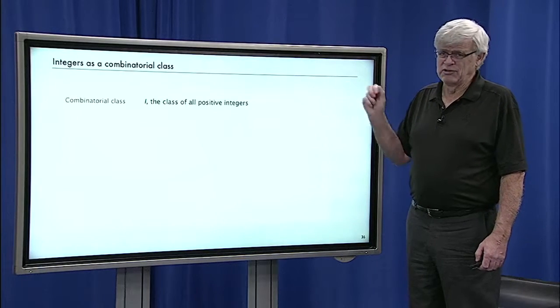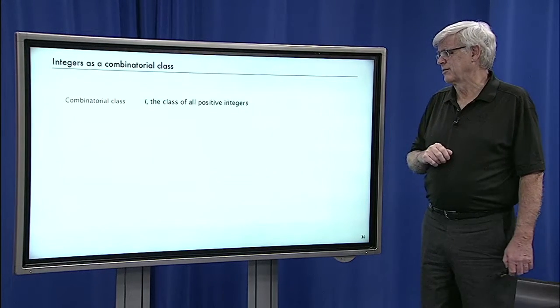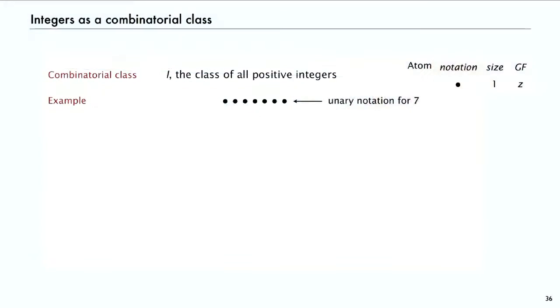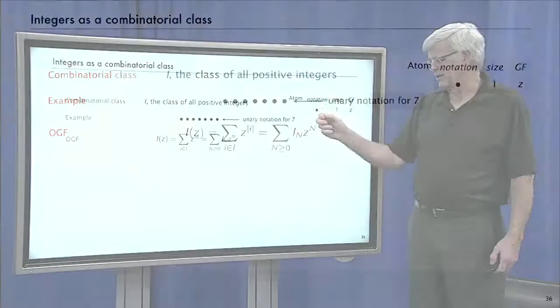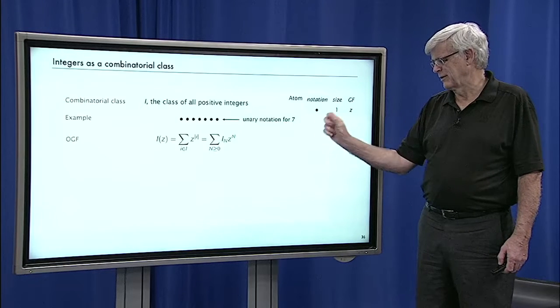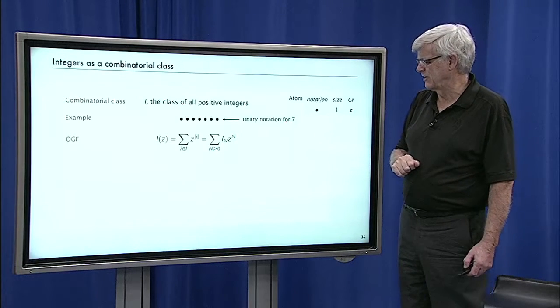We start out by just considering integers as a combinatorial class. So let I be the class of all positive integers. So it's just like unary. So we take an atom and we give it size 1, so its generating function is z. If we have 7 of them, then we have z to the 7th. So the generating function for the class of integers is for every integer z to the size of that integer, or if we collect them by n, I sub n z to the n.